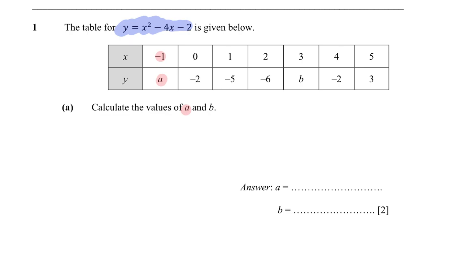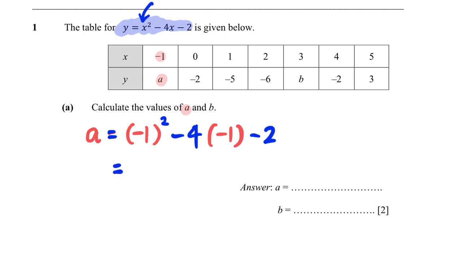So what does this mean? This means that when y is equal to a, my x is equal to -1. And every time you substitute a value, you put a bracket. Alright? And let's continue. So -4 times (-1), then -2. So this will give me a final answer for A of 3.